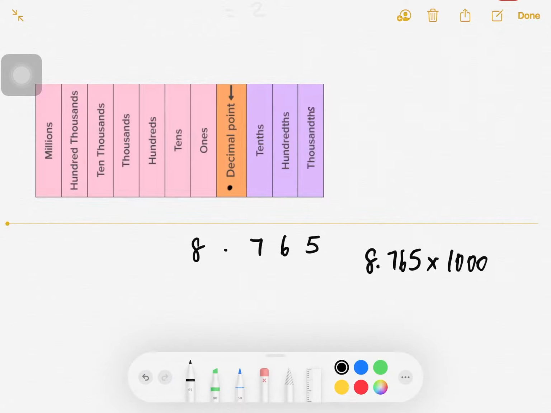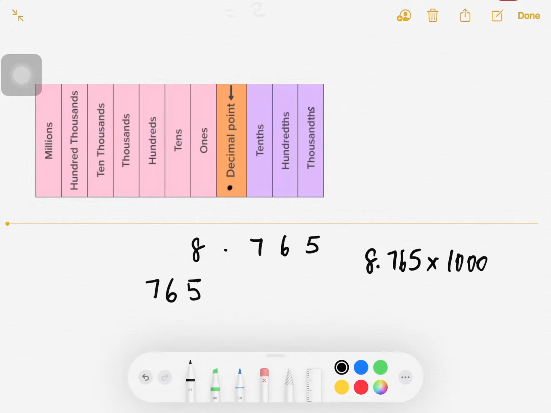Okay, so 5,000 thousandths is actually equal to 5 ones. Okay, so 6 hundredths, I multiply by 1,000, I have 6,000 hundredths. So 6,000 hundredths is actually equal to 6 tens. Okay, and 7 tenths, I multiply by 1,000, I have 7,000 tenths. 7,000 tenths is actually equal to 700s.